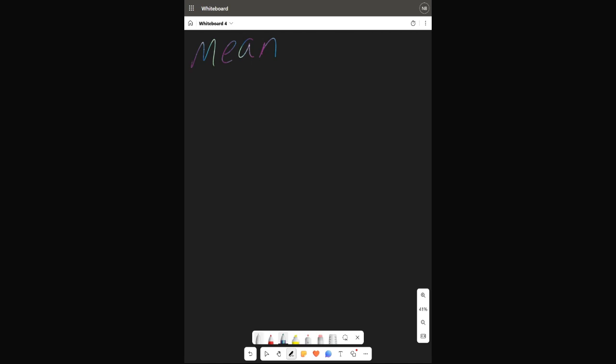All right, we're going to talk about mean, median, mode, and range. We're going to start with mean. Mean just means the average. The nice thing with this is it's pretty straightforward.